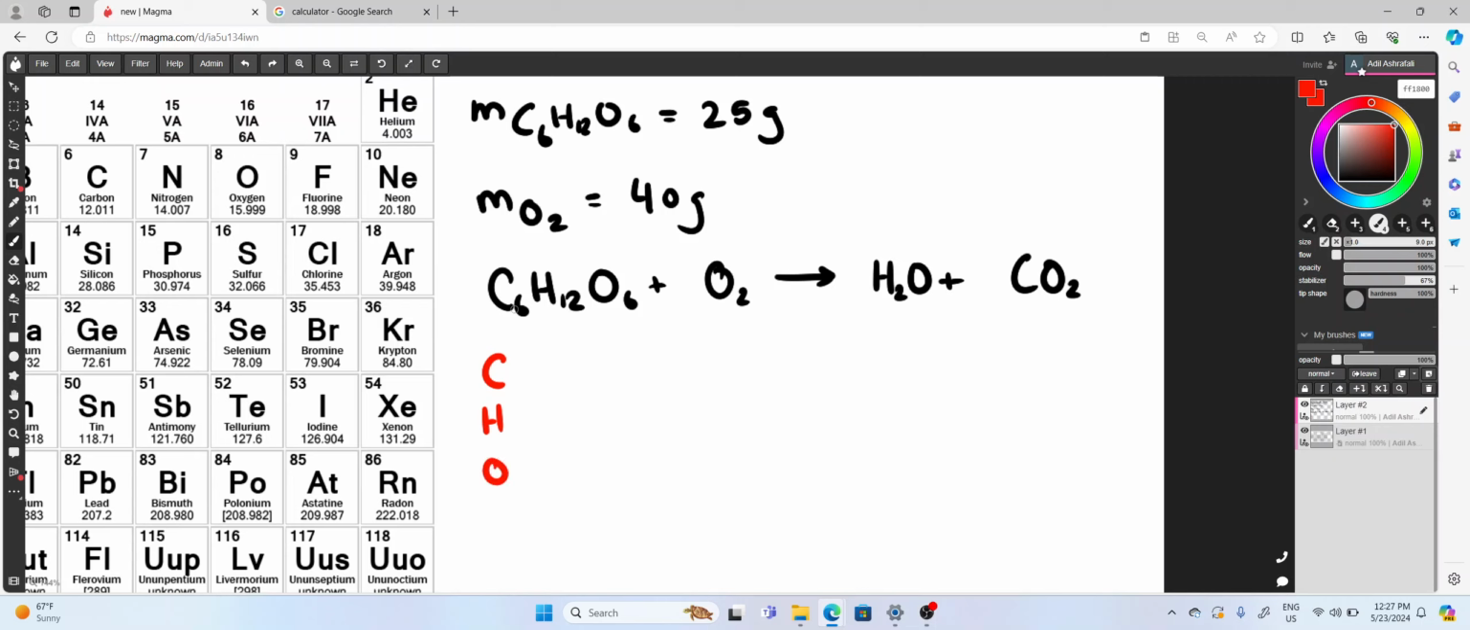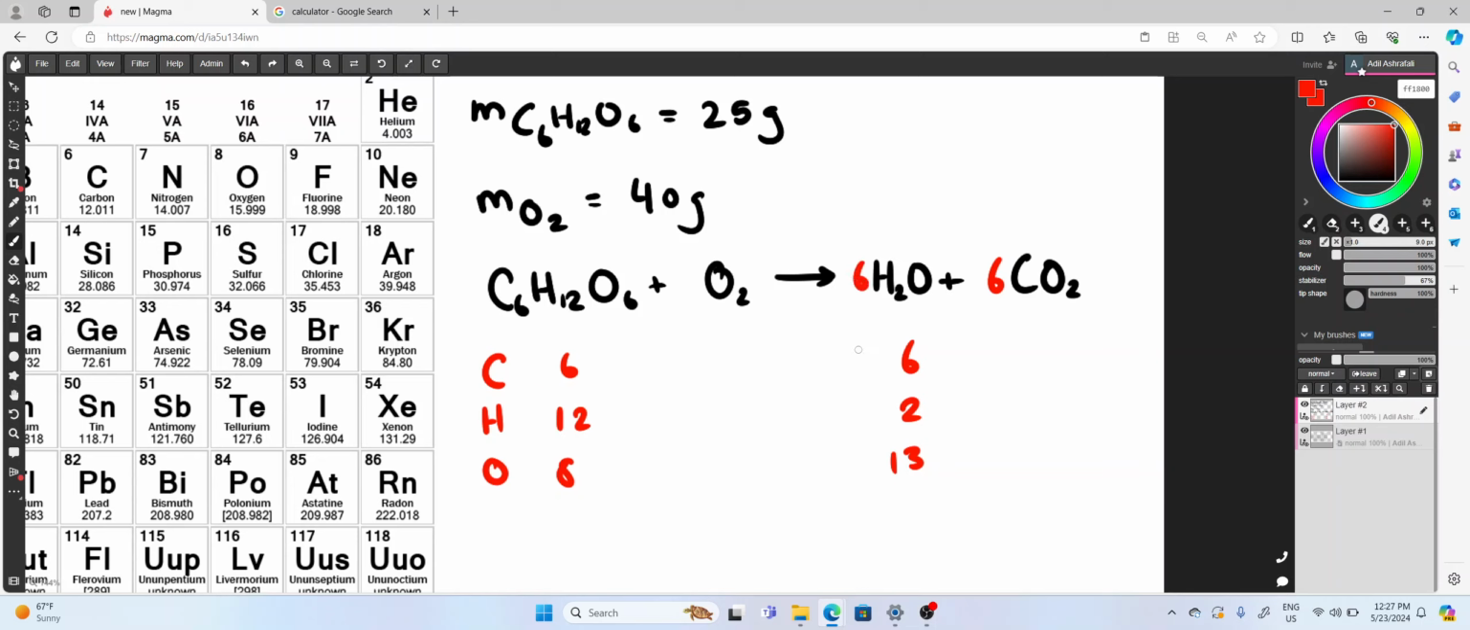For the carbons, we have 6 on this side, and then for the hydrogens, we have 12, and 6 plus 2 is 8. And then on this side, for the carbons, we have 1 carbon, we have 2 hydrogens, and we have 3 oxygens. So it's not balanced. We need to balance it. One very easy way we can balance the carbons is by multiplying this by 6. When we do that, this becomes 6 on the carbon count. This becomes 12. 12 plus 1 is 13. So now we have 13 oxygens.